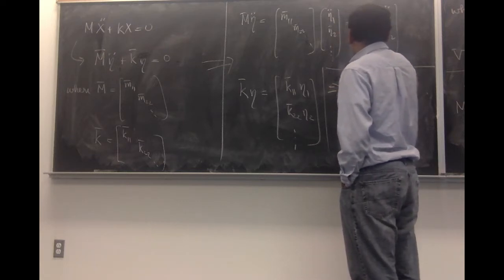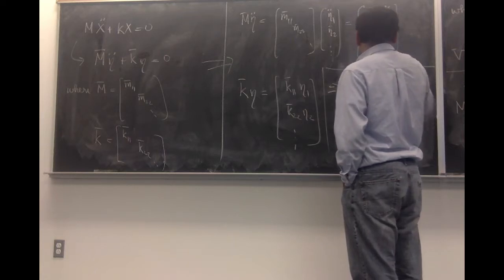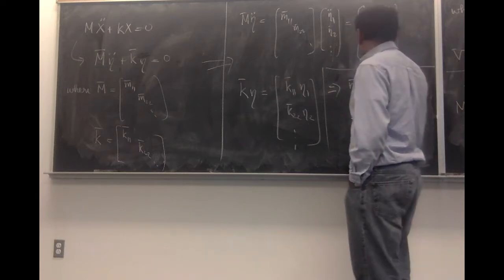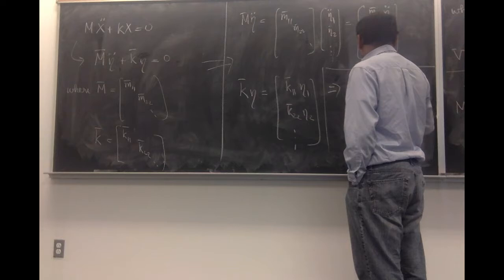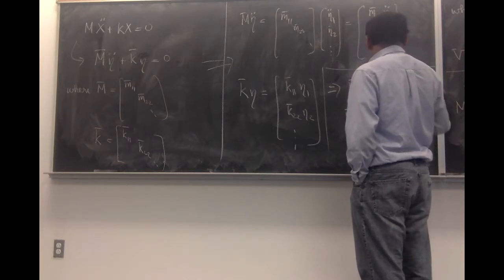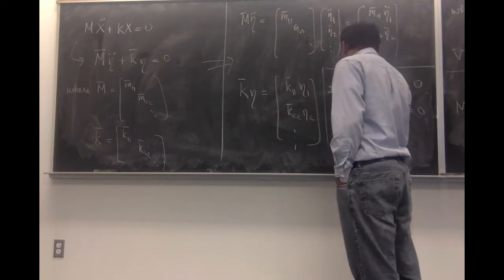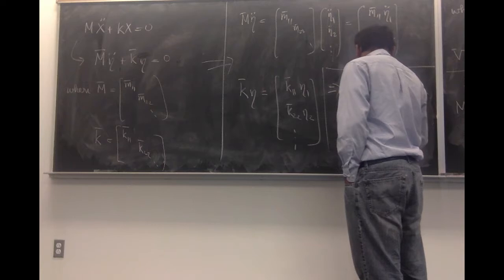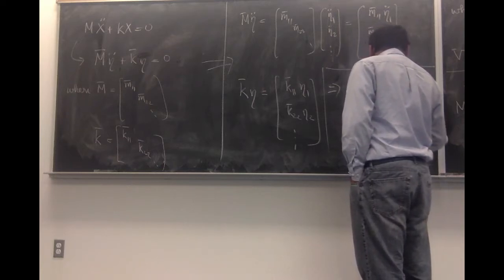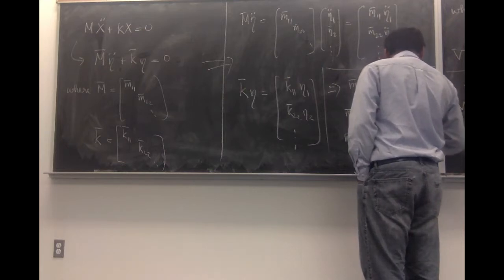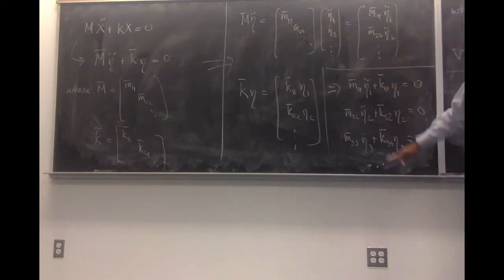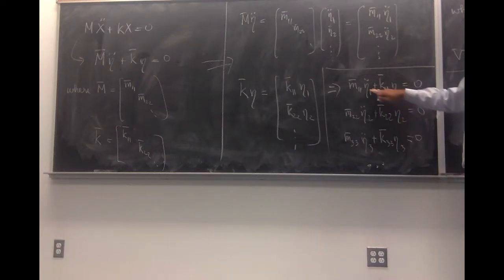All this implies M11 bar eta 1 double dot plus K11 bar eta 1 equal to 0, M22 bar eta 2 double dot plus K22 bar eta 2 equal to 0, M33 bar eta 3 double dot plus K33 bar eta 3 equal to 0, dot, dot, dot. In other words, we'll have n such equations if we have an n degree of freedom system. But the important thing is that each of these equations is decoupled from every other equation. The eta 1 double dot equation does not have eta 2, eta 3. The eta 2 equation has only eta 2. The eta 3 equation has only eta 3.